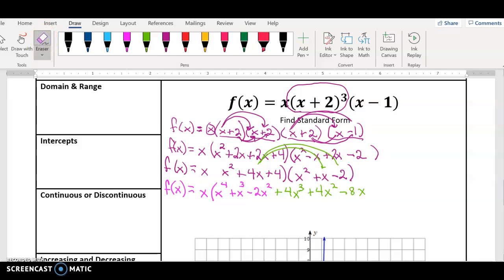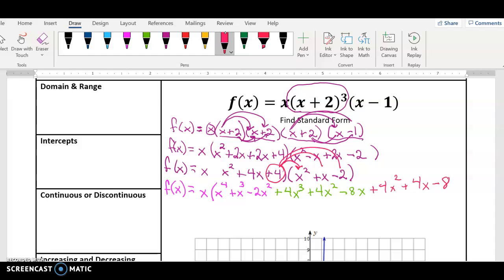All right, now that we've done that, our next process will be to multiply everything by 4. So 4 times x squared is 4x squared. 4 times x is plus 4x. And 4 times a -2 is a -8. Now we will combine like terms.